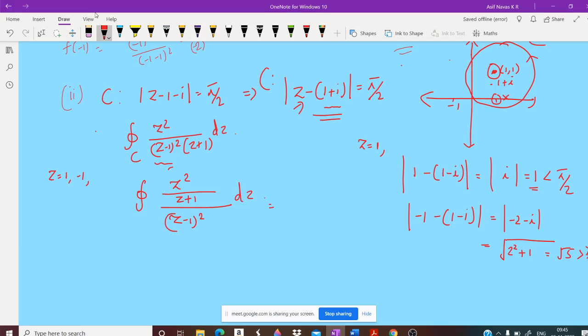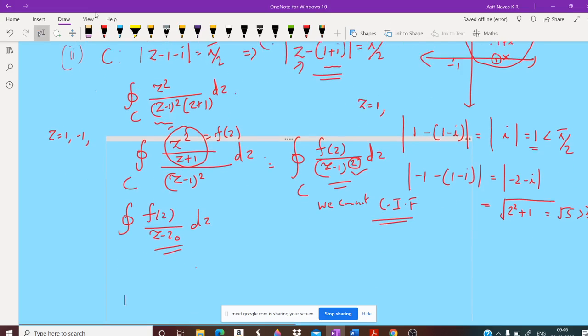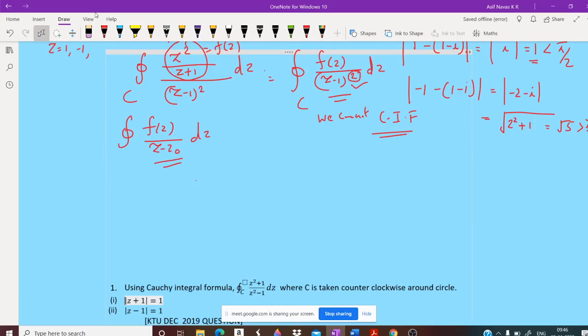But this is of the form integral over C, where f of z is this, so this is of the form f of z divided by z minus 1 all square, dz. But we cannot use Cauchy integral formula. So next class we will study how to do these types of problems. Because z minus 1 all square is there, we cannot use Cauchy integral formula, since in Cauchy integral formula you must have an integral of the type f of z divided by z minus z0. Okay, so next we will do the next problem.